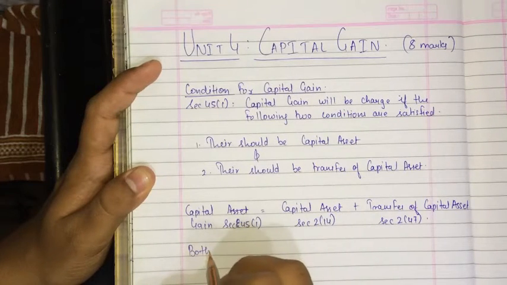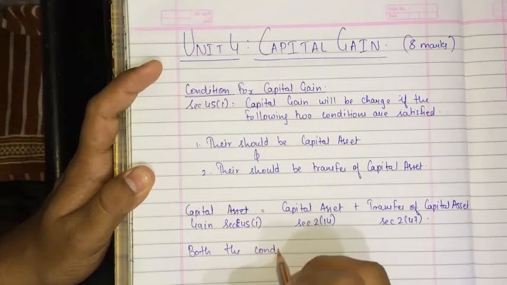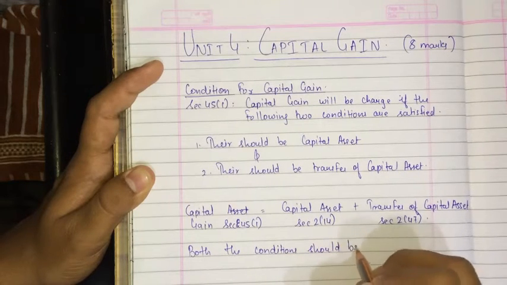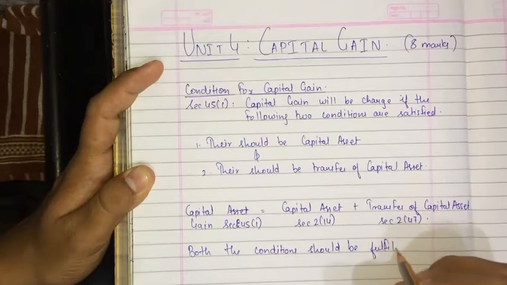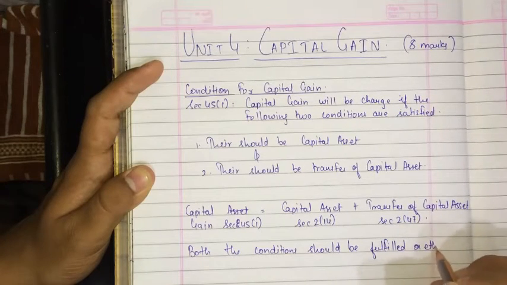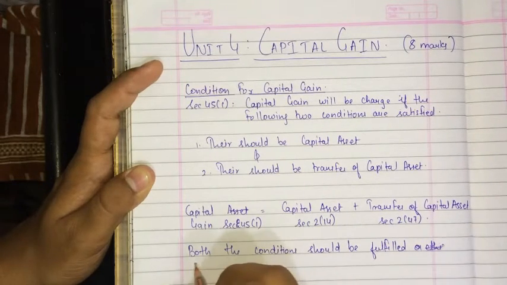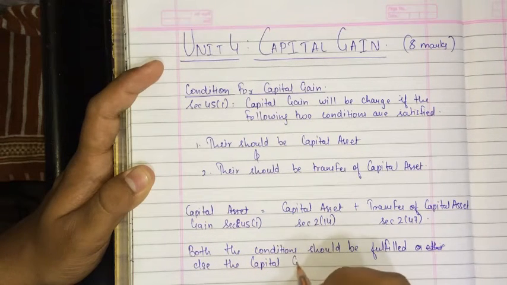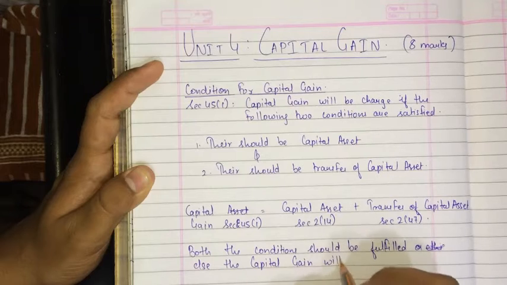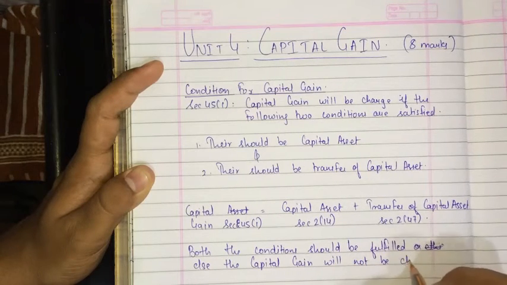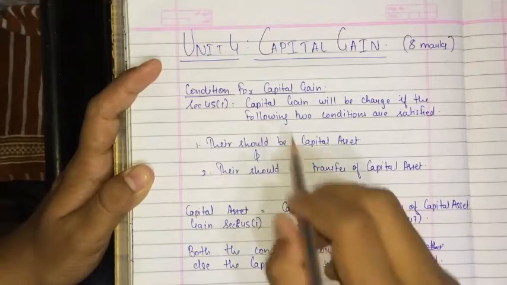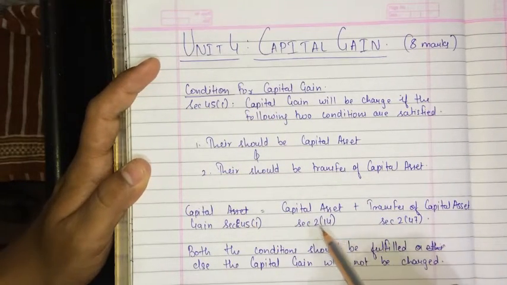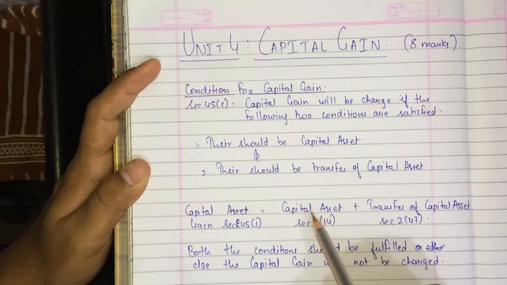Both the conditions should be fulfilled, or else the capital gain will not be charged. If you are selling a current asset, then the capital gain will not be charged because the specification is capital asset and not current asset.